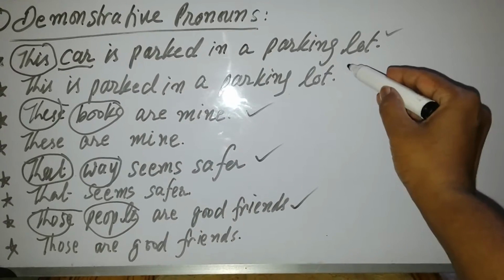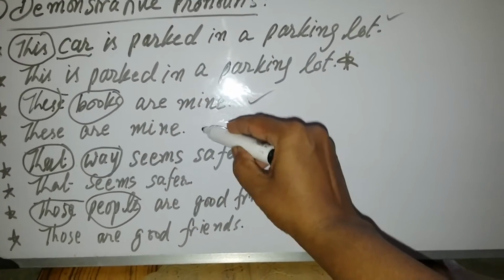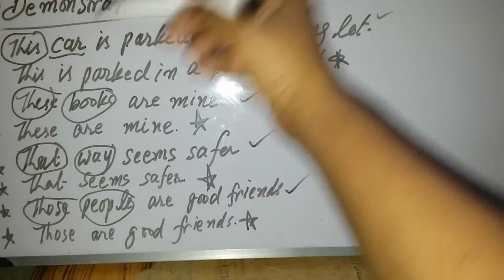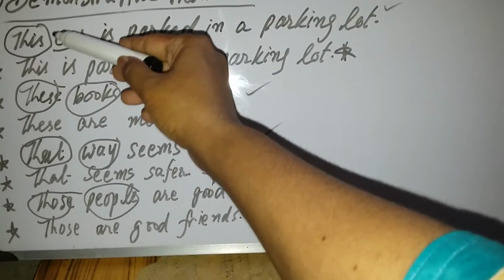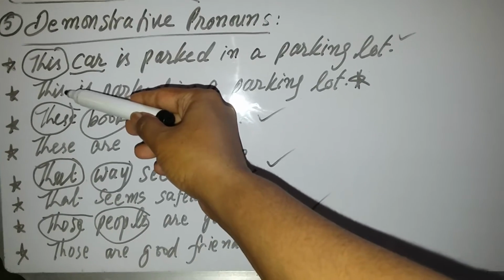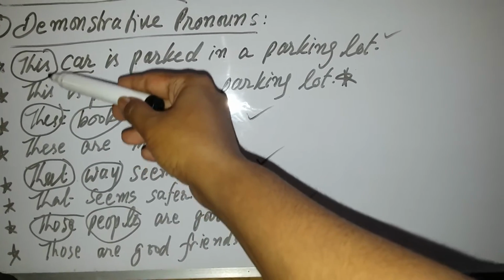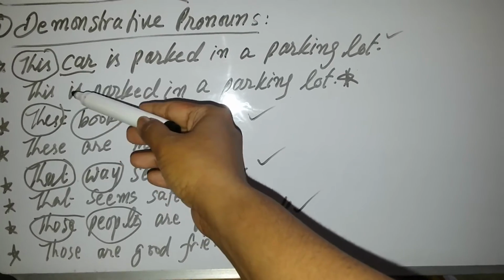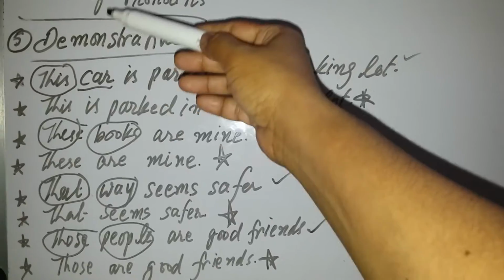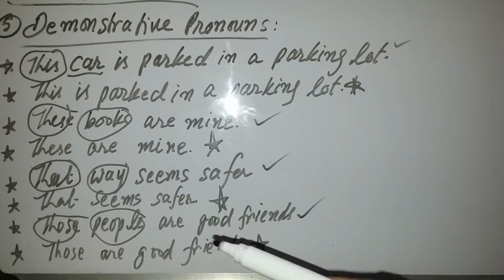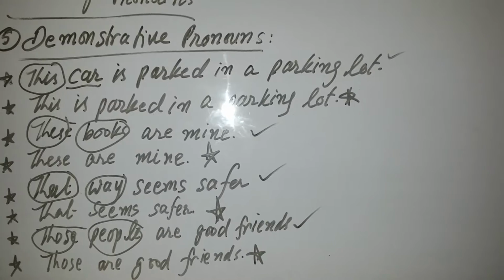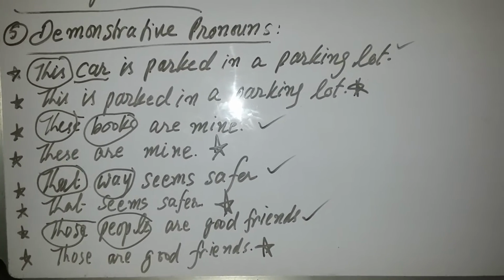But in these examples, this one, this one, this one, and this one, there is no noun after the demonstrative. So the demonstrative is playing the role of a demonstrative pronoun alone, because there is no noun after it. So you can use the demonstrative pronoun in both these ways. Hope it will be clear. Now proceed towards the next kind of pronoun.